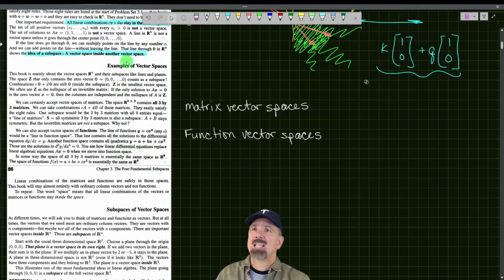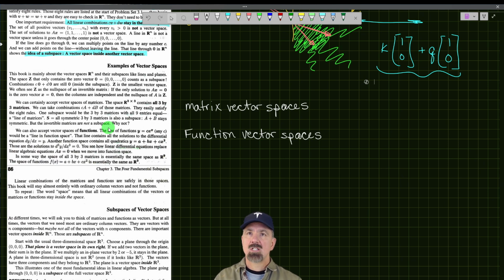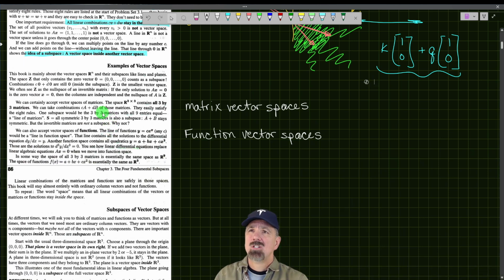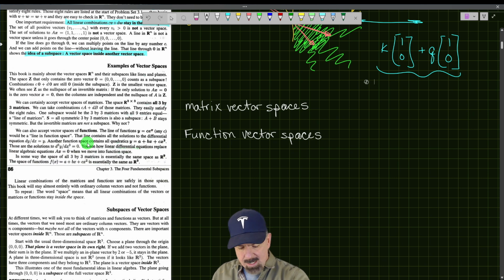So a few examples. And you want to make sure and read through this. There's a lot of content in here where he provides examples and counterexamples to help you build your intuition as to what we're talking about. I'm going to put a little bit of emphasis on these two. The first one, he talks about matrix vector spaces.